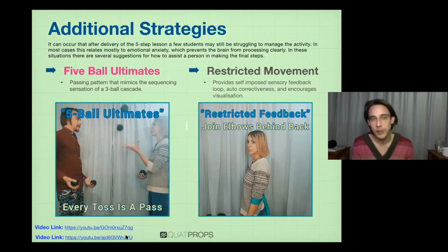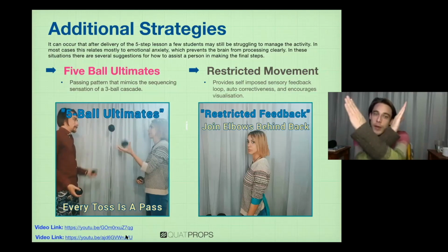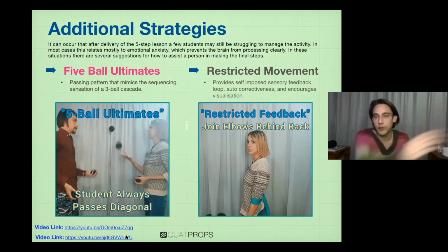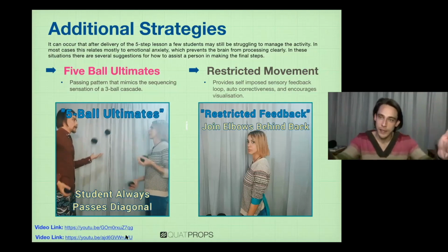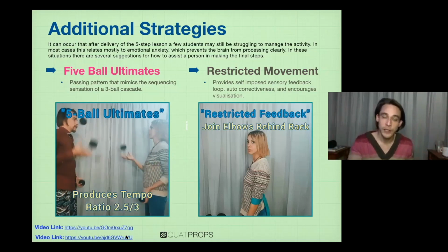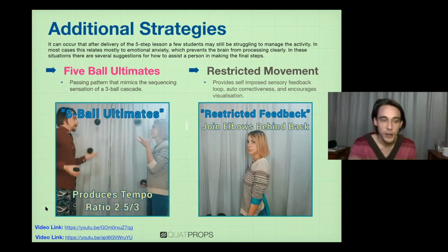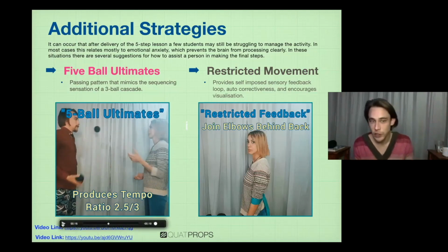The pattern works like this: one person, the student, is always going to be passing diagonal. So they always throw to the opposite hand, or the same hand as me. And then I'm always going to throw to the outsides, lateral. So I throw to the outsides, they throw to the insides. This produces a tempo ratio of 2.5 to 3, right? They have two hands, so out of 5 balls they're responsible for 2.5 of those balls.